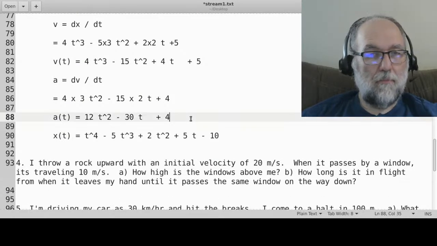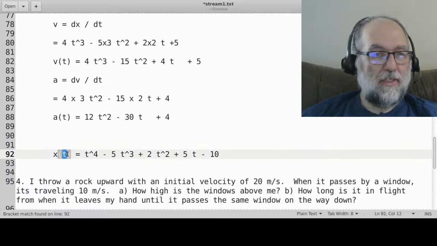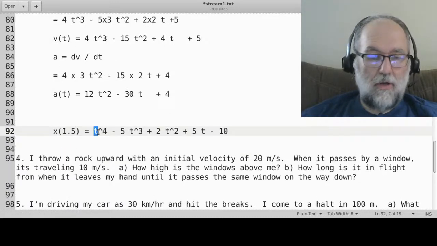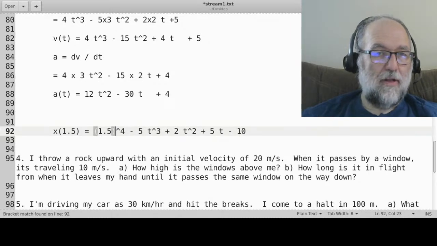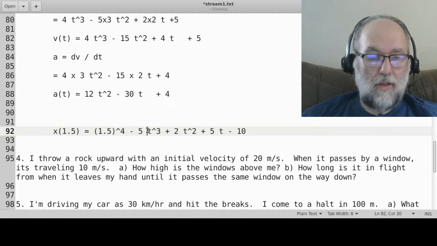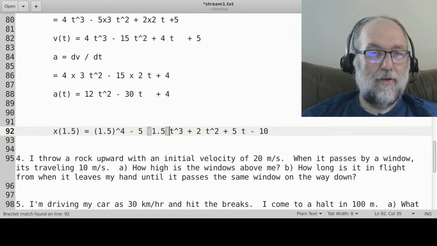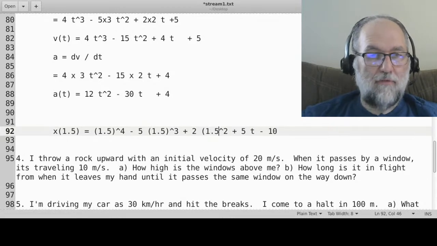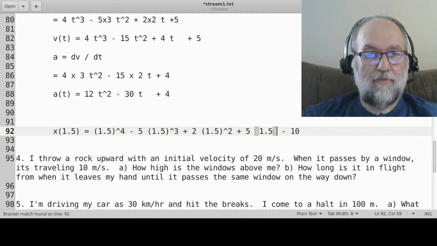You take the position here, and wherever you see time, you put 1.5. Wherever you see time here, you put in 1.5, time here, 1.5. Oops, what did I do? I missed that. Okay, and then time here, 1.5, and then time there, 1.5, like that.